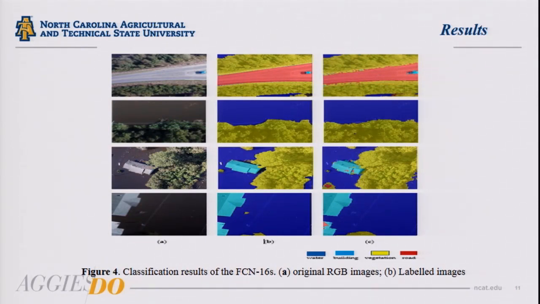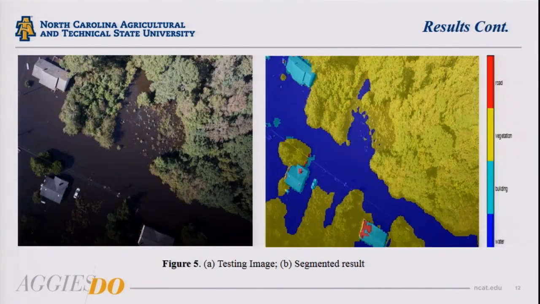The first one is the test image. The second one is what we labeled manually using MATLAB. The third one is what we segmented. You see here, for example, this is building, this is road, right? The building is something here. There are also other images here. We can see the blue part is water. This is the test image.